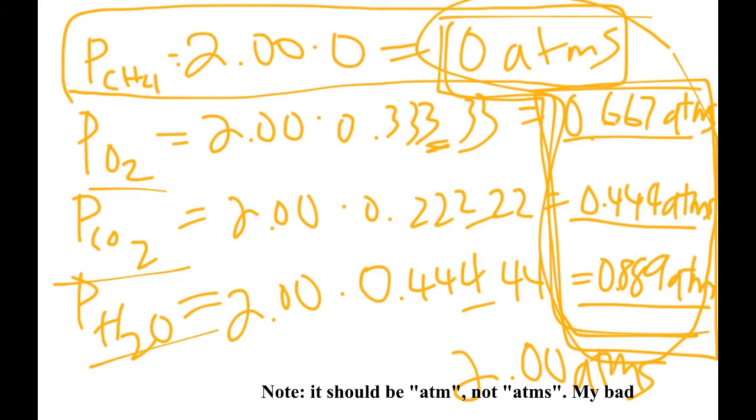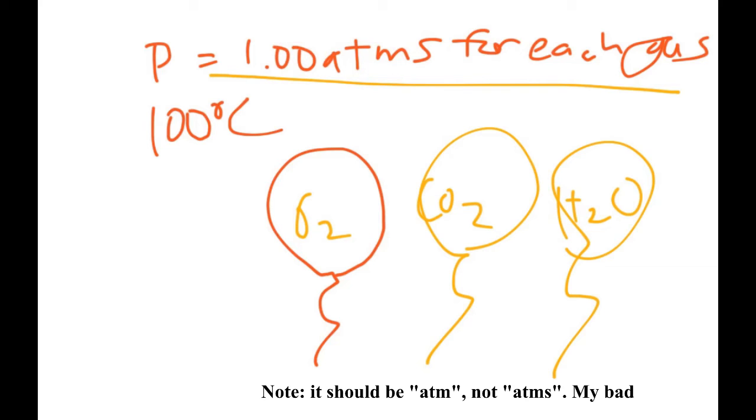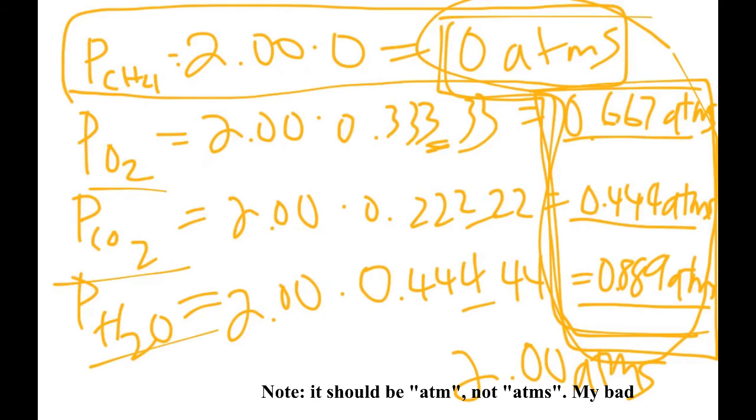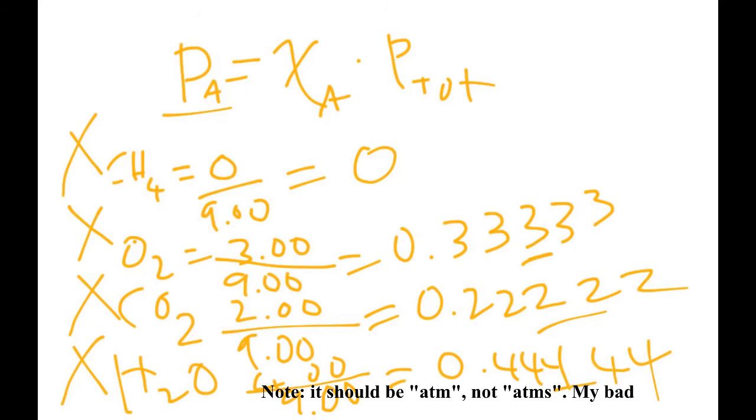So let's just say that I separated the O2 gas, the CO2 gas, and the H2O gas into 3 different balloons. And let's just say that for each gas, we kept the pressure at 1 atm. And let's say that the temperature of each gas is kept at 100 degrees Celsius. So my question to you is, what is the volume of each balloon? Well, we know the moles for each gas because we calculated it in a table. So let's just say I want to find the volume of H2O. I know that there are 4 moles of H2O at the end of the reaction.